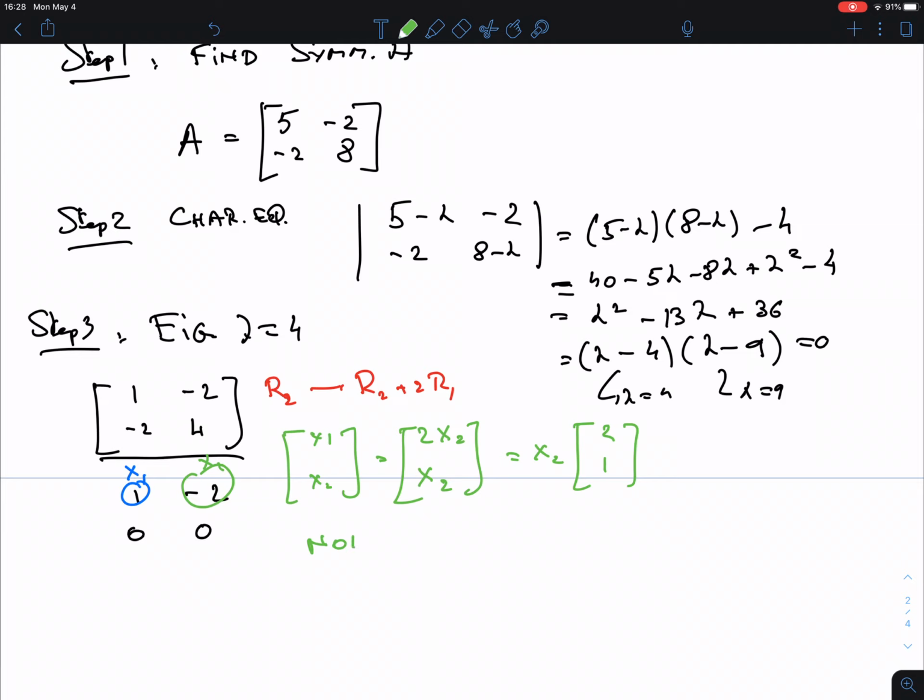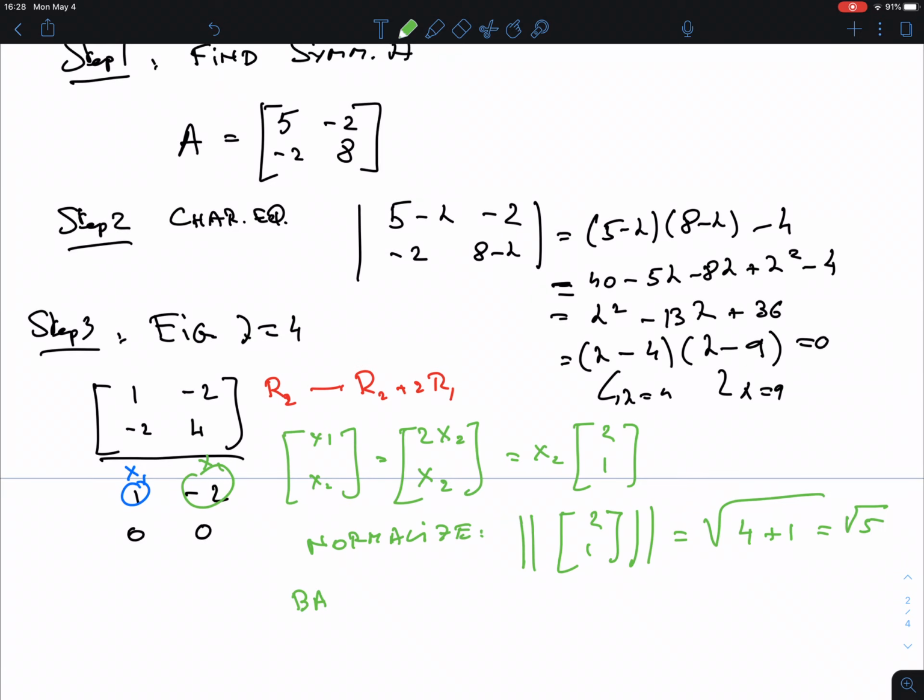And so now we normalize this. It's always a bit ugly, this normalization, because it often involves square roots, right? So let me write down what it is: square root of 2 squared plus 1 squared, that is square root of 5.